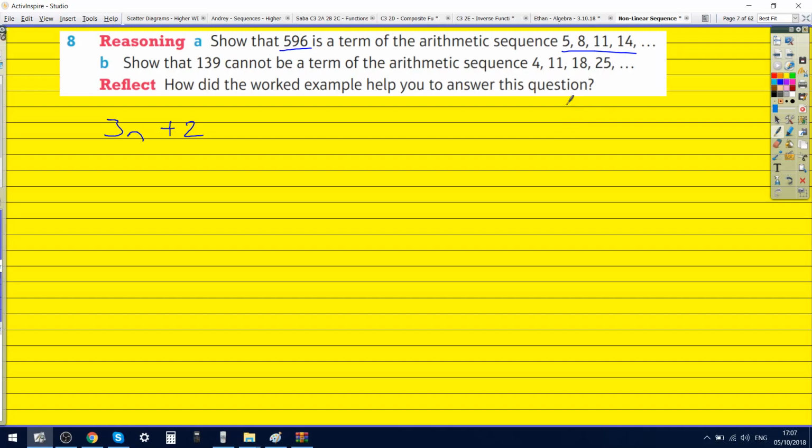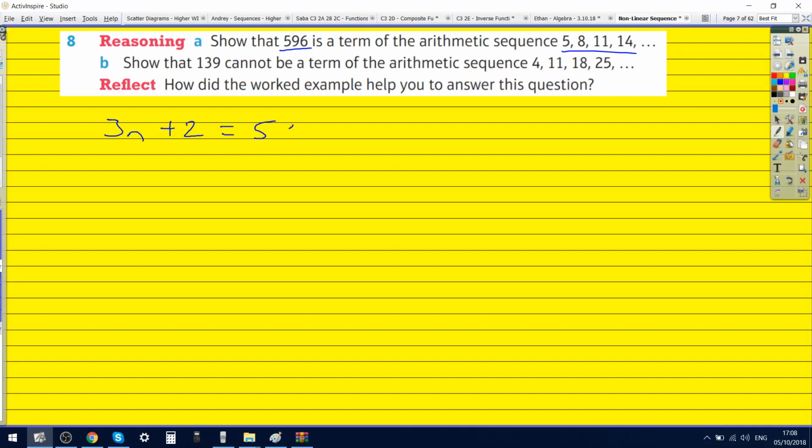And how can you show that 596 will be in the sequence without adding 3 forever? Oh, so 3 times 139 plus 2. That's part B, so that's a different one. So you could guess and check numbers, like trial and improvement. How could you solve to figure out exactly what n is for that one?